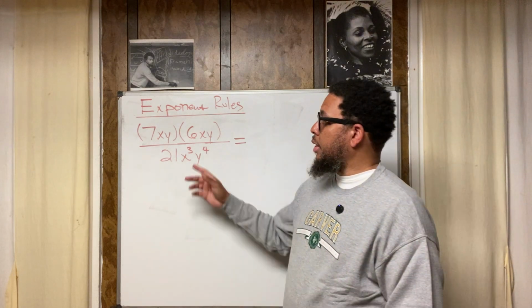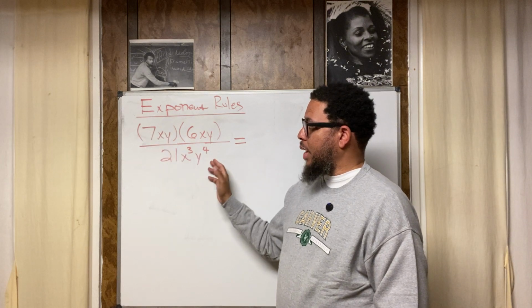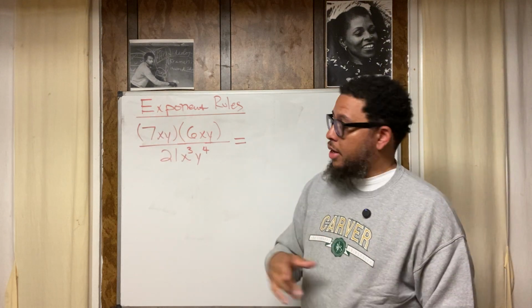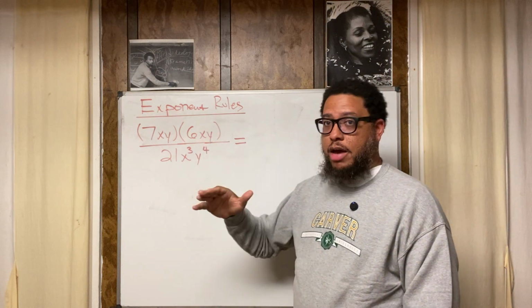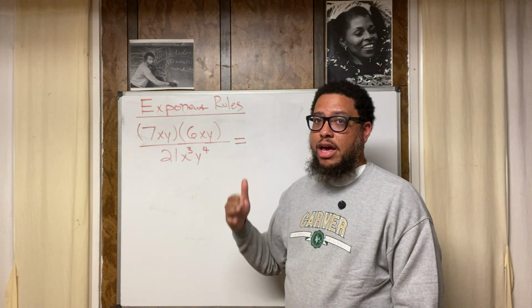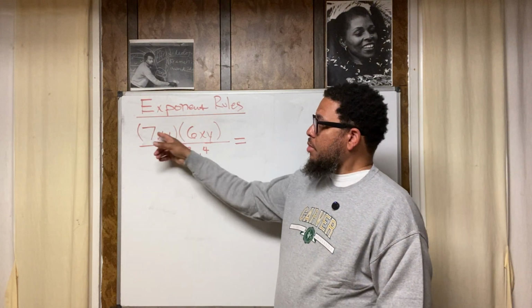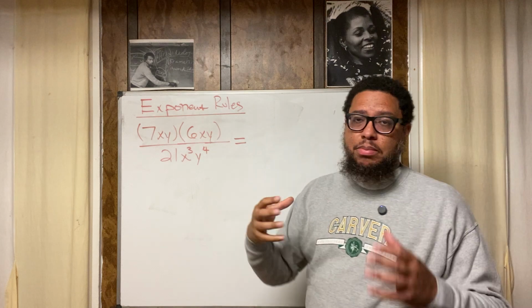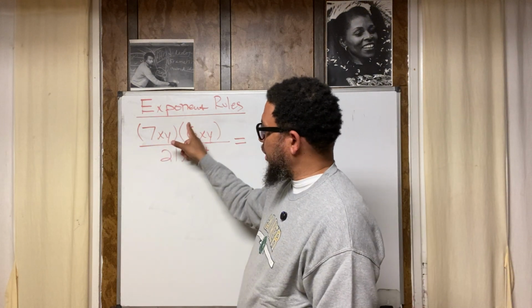If you wanted to, you could divide the 7xy by the 21x to the third, y to the fourth, or you could divide the 6xy by the 21x to the third, y to the fourth. You have options. In algebra, we have options. My option is to simplify this numerator by multiplying those 2 expressions together. Meaning I'm going to do 7 times 6.